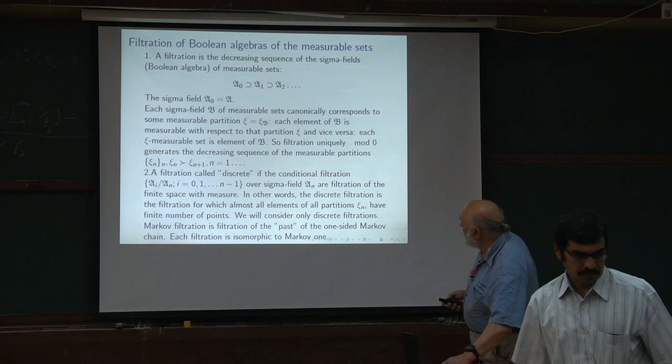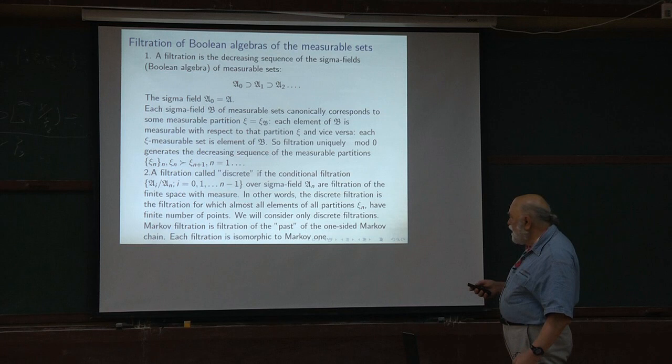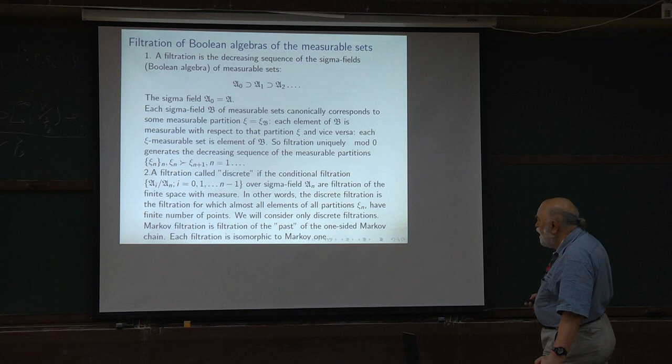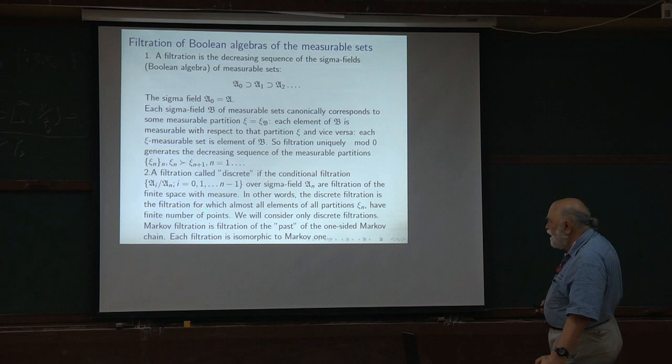So this is what I mentioned about partitions. The connection with partitions: a sigma field is just a sigma field of an algebra. The zero partition is the partition into separate points. Then you have the first partition, the second, and so on. Here, I will consider only discrete partitions. Each block of each partition is a discrete set, for example, dyadic.